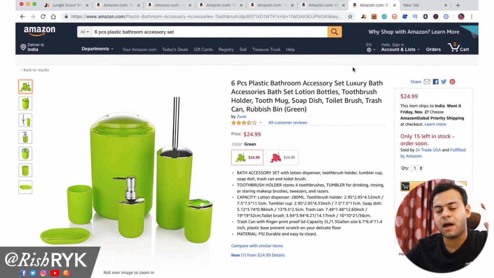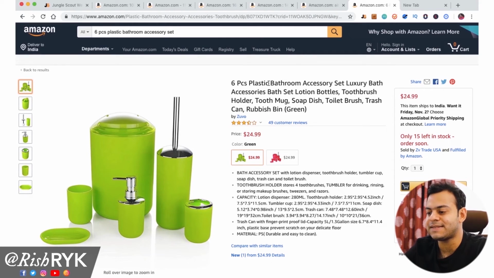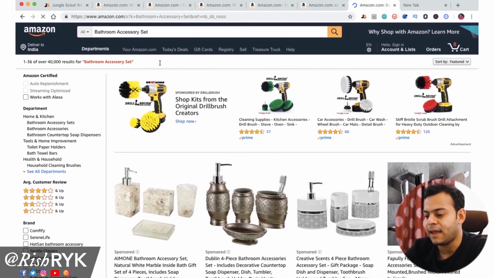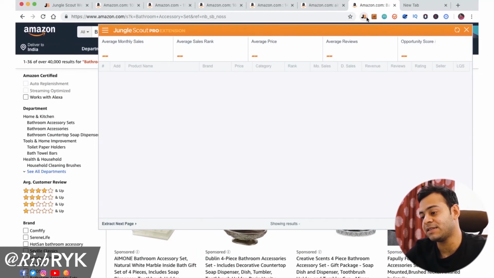Alright, coming to the last product. This is the last product out of the 7 products that we had shortlisted. So let's check this one out. Okay, this one seems to be a bathroom accessory set, and that certainly seems to be the broadest keyword for you to search this product with. So I'm just going to copy it, paste it, hit enter as always, and yeah, we are looking at the correct product. Let's hit JungleScout without wasting a lot of time.